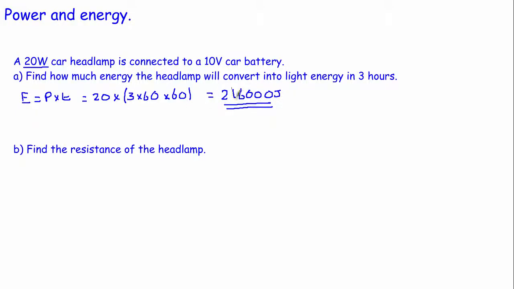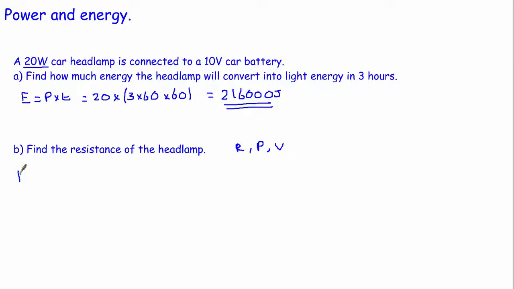So this car headlamp transforms 216,000 joules of energy in 3 hours. Okay, so that's part A. Now for part B, I want to find the resistance of this headlamp. I need an equation that's got R in it. I also know the power and the potential difference, so I need an equation that's got R, P, and V in it.